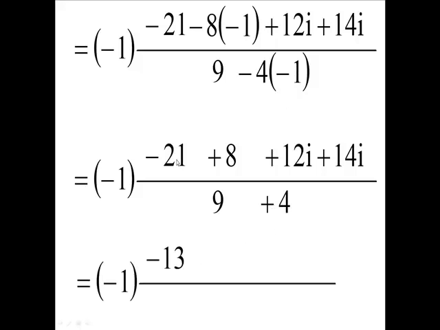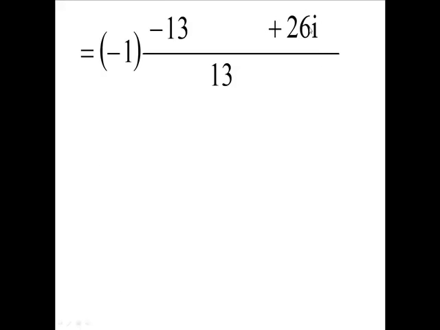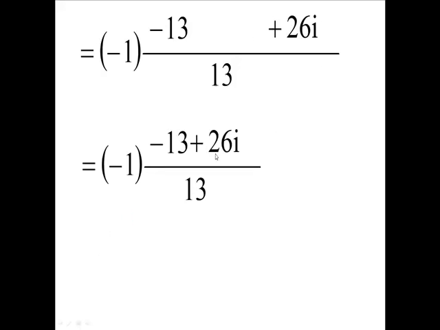So now you have negative 21 and plus 8. When you combine these two, that's where the negative 13 comes from. 12i and 14i, add them up, and 9 plus 4. Let's rewrite that and make this fraction look smaller. Negative 13 plus 26i.